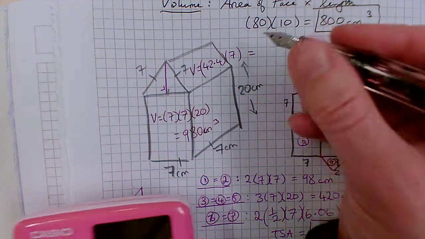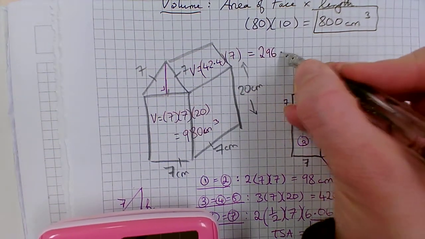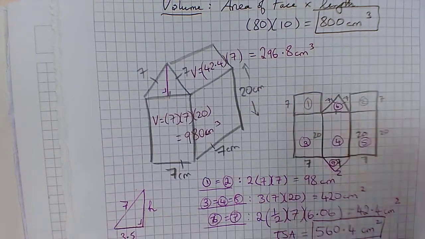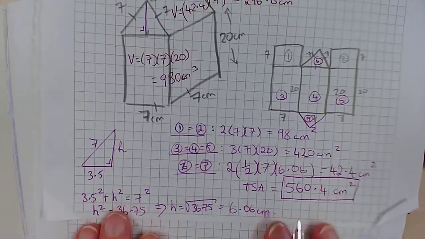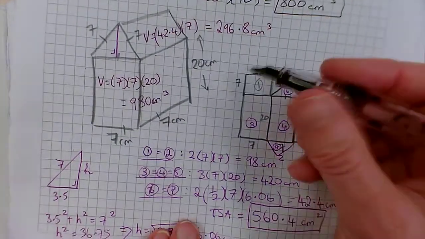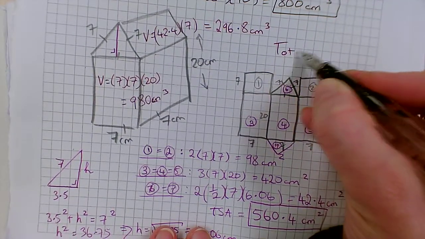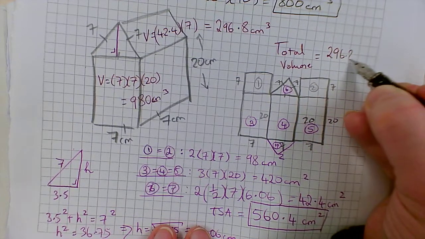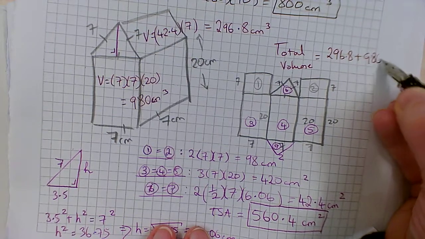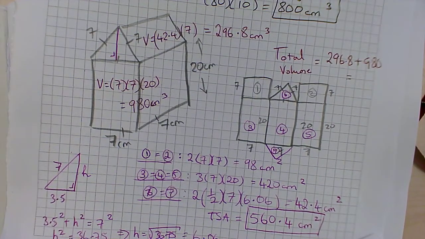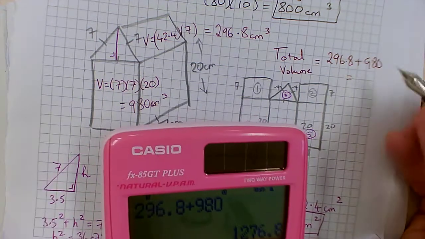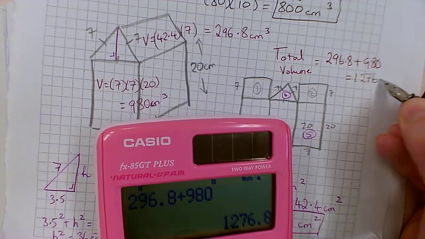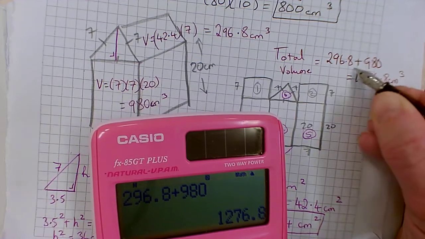So that volume is 296.8 centimetres cubed, meaning that my total volume, so this is a bit messy, but you can see the calculations, you're following it along. Total volume, so the two of those added together, 296.8 plus 980, which gives us 1,276.8 centimetres cubed.